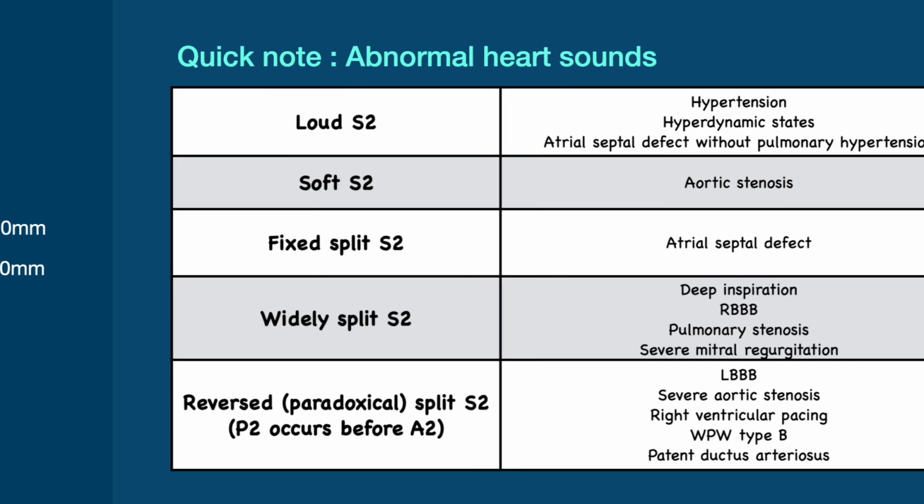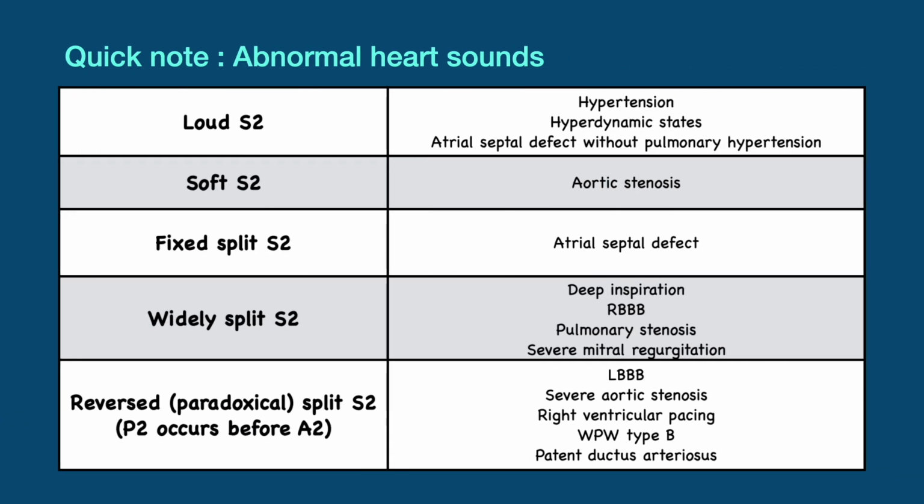Now this slide shows a quick note on abnormal heart sounds. Loud S2 is heard in hypertension, hyperdynamic states, and atrial septal defect without pulmonary hypertension. Soft second heart sound is heard in aortic stenosis. A fixed split second heart sound is heard in atrial septal defect.